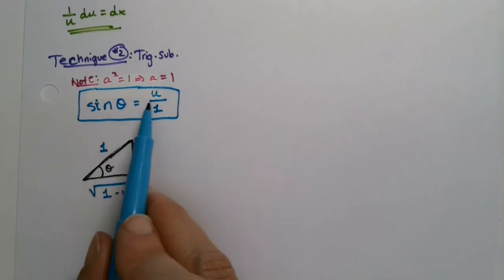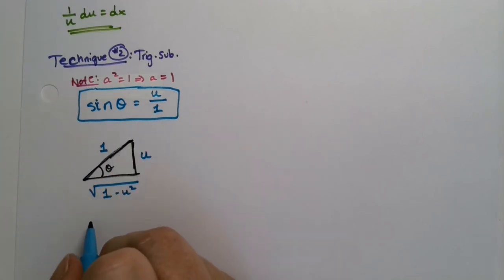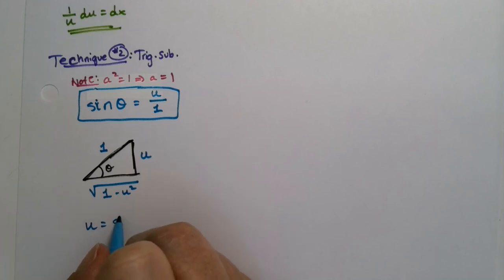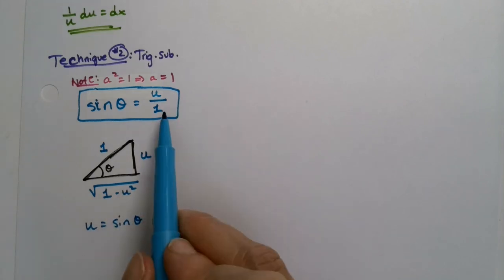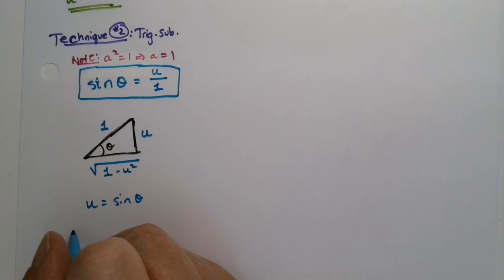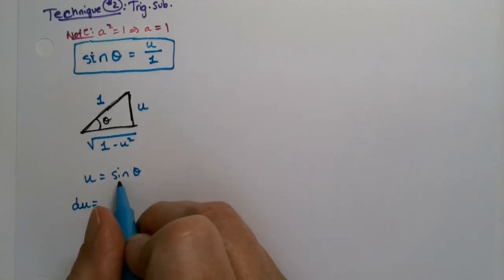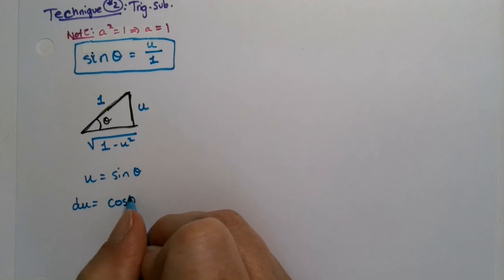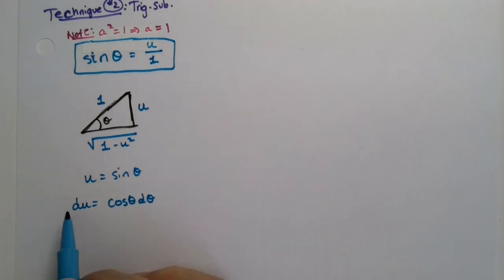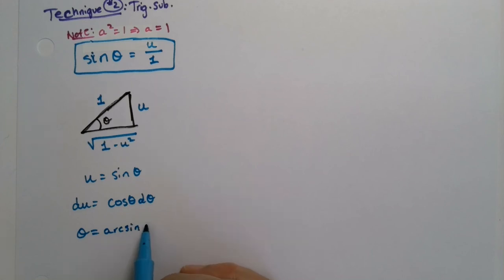All right, so sine of theta is equal to u over 1. That means that u is equal to the sine of theta, right? And that means that du is equal to the derivative of that, which would be the derivative of sine is cosine of theta d theta. And that also means that theta is the arc sine of u.